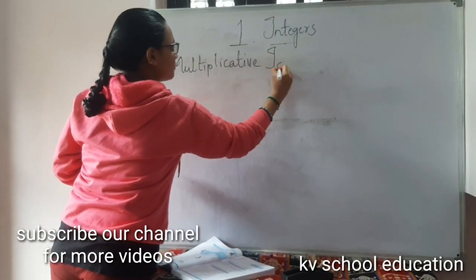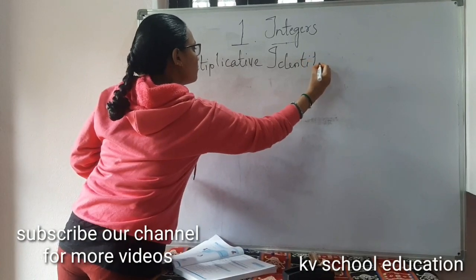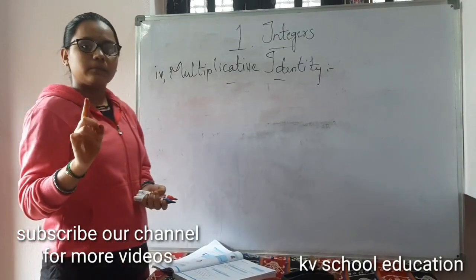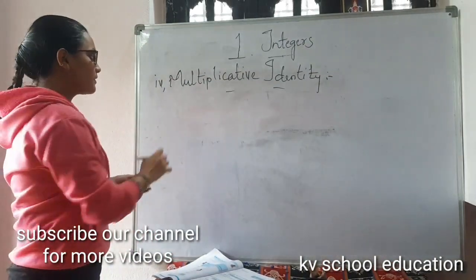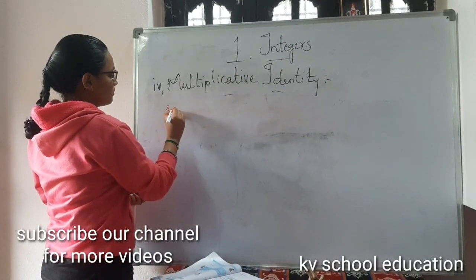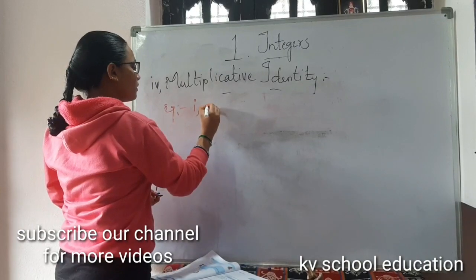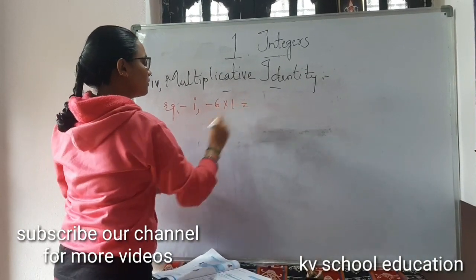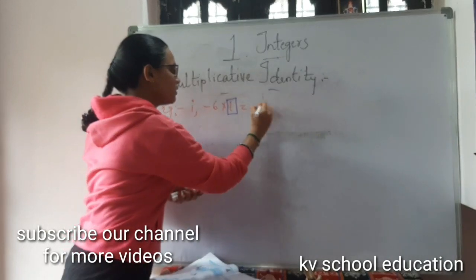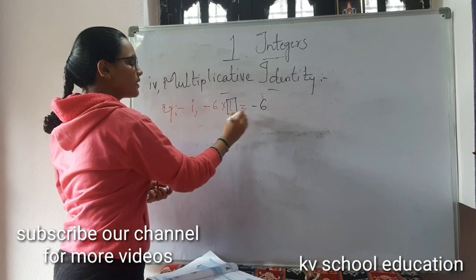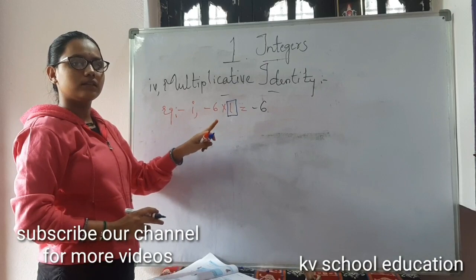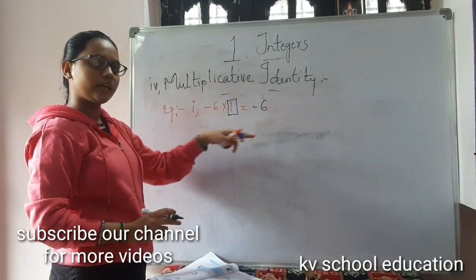Multiplicative identity. So 1 is the multiplicative identity of every integer. So for example, if we multiply a number with 1, the integer doesn't change. Example: minus 6 into 1. Here 1 is the multiplicative identity. So the answer will be minus 6. So the integer doesn't change. So here 1 is the multiplicative identity of every integer. The solution will be the same if we multiply any number.